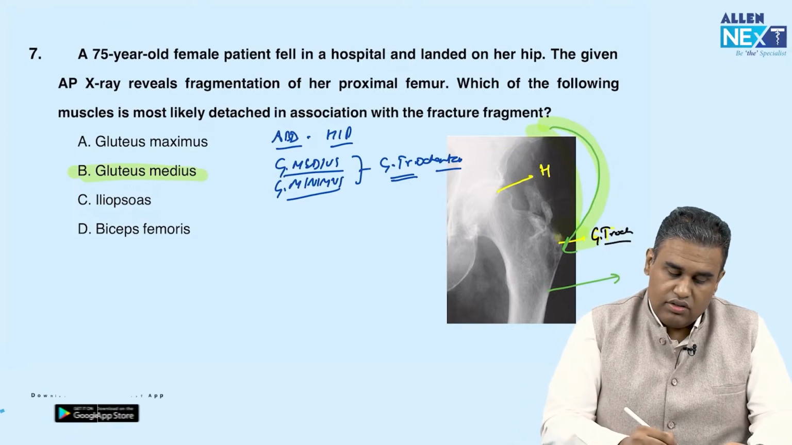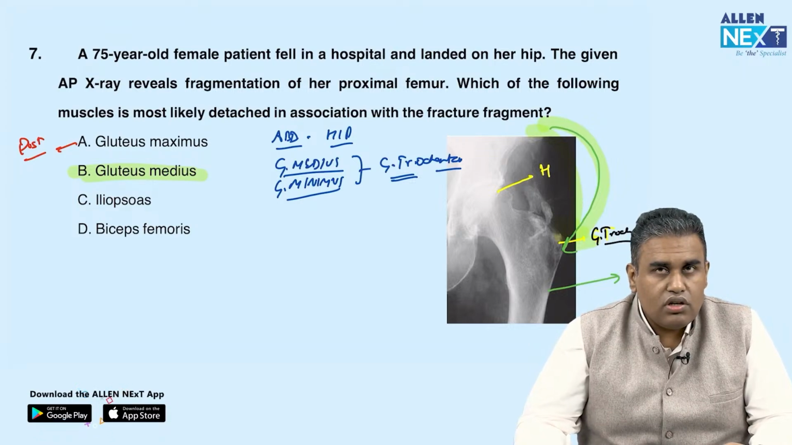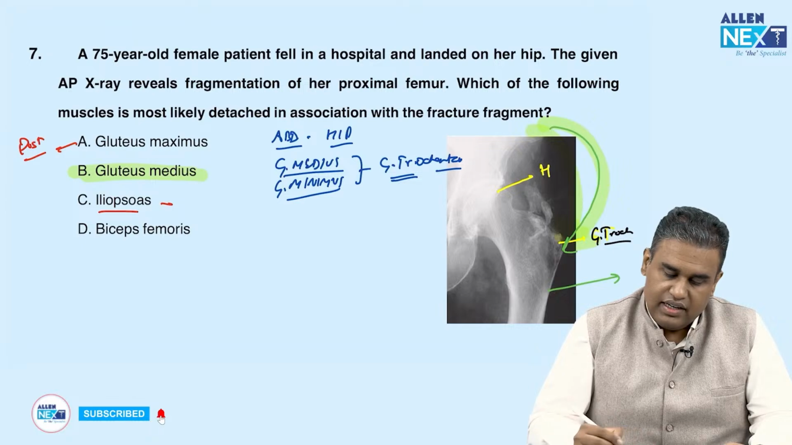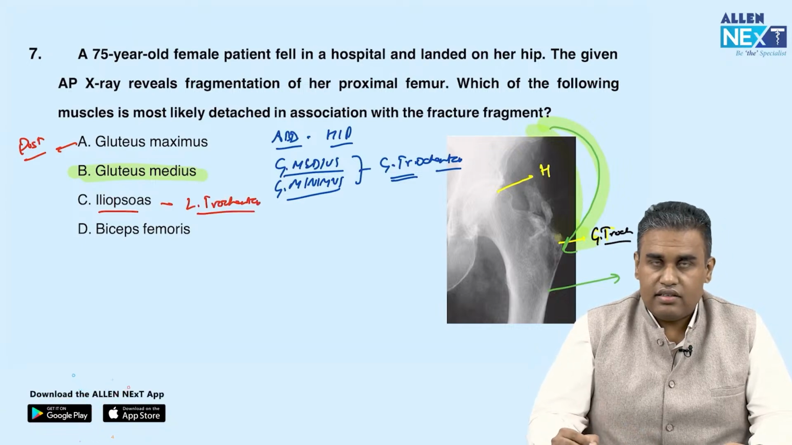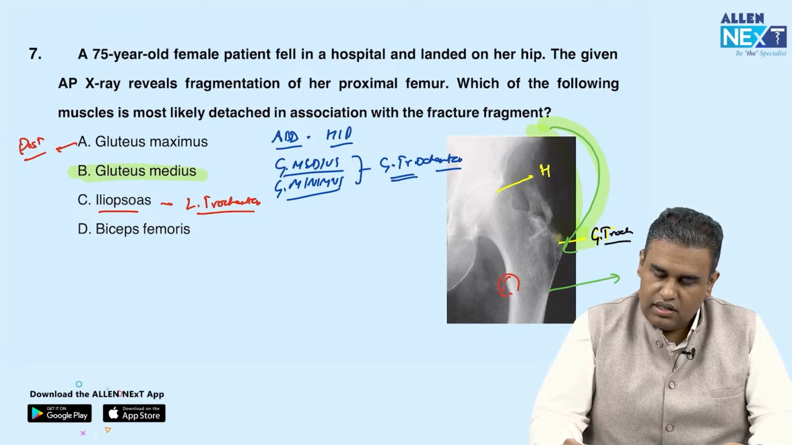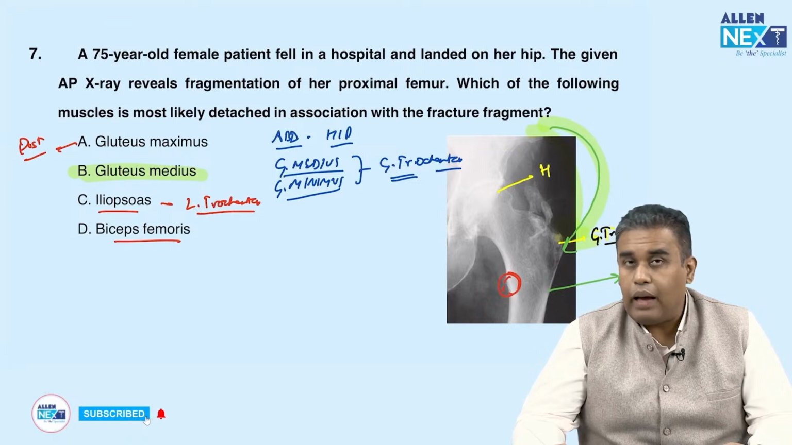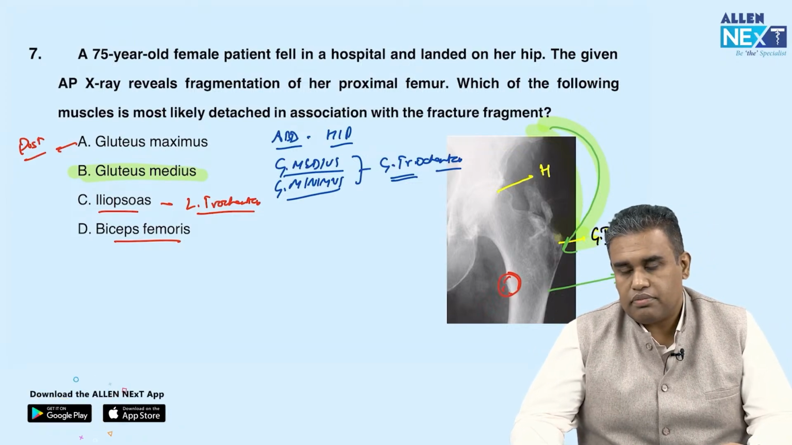Gluteus maximus, on the other hand, is present posteriorly onto the gluteal tuberosity or the iliotibial tract, and it is causing extension. Iliopsoas is present anteriorly, that is to the lesser trochanter, and causes flexion. The lesser trochanter will be slightly in this region, slightly posteriorly. Biceps femoris again is a hamstring muscle, goes down, inserts into the fibula, comes from the ischial tuberosity, not related anywhere over here.